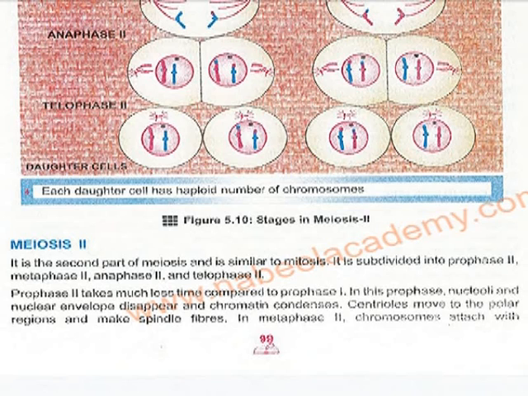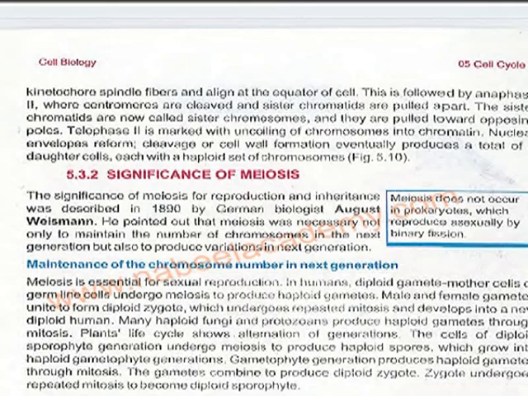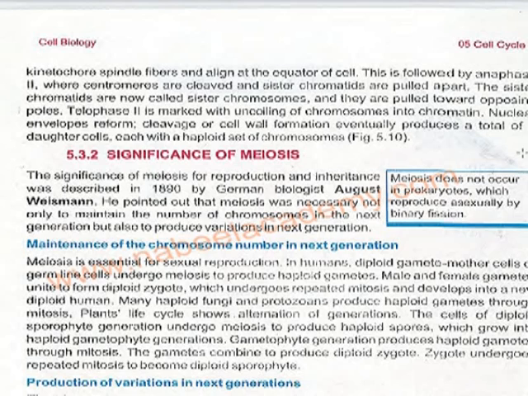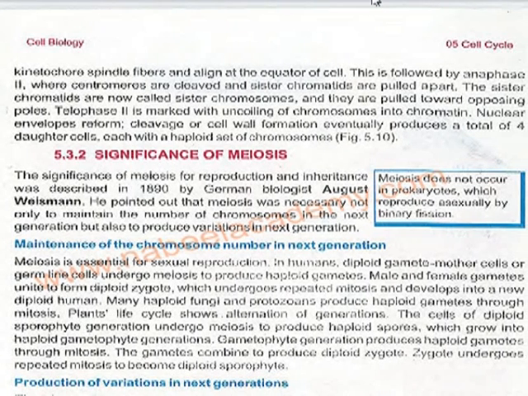Okay, centrioles move to the polar regions and make spindle fibers. In metaphase 2, the chromosomes attach to kinetochore spindle fibers and align at the equator of the cell. Then anaphase 2 can be seen, which is the same as mitosis. The centromeres get cleaved and the chromatids are pulled apart. The sister chromatids are now called sister chromosomes, and they are pulled towards opposing poles.